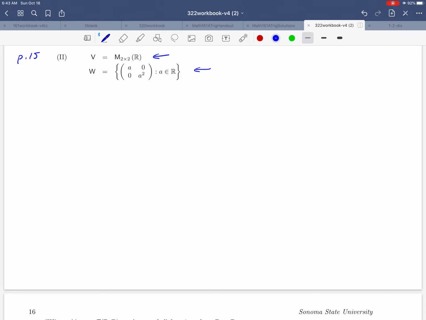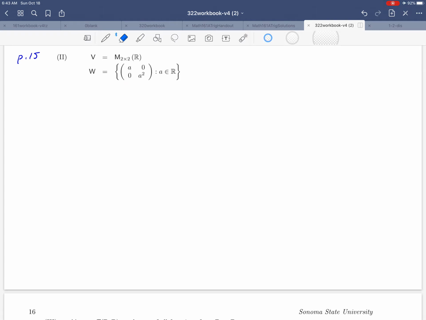So it's the set of 2 by 2 matrices that have this form. So we have to have zeros in these two positions, and then notice that the entry in the lower right-hand corner has to be the square of the entry up here. And that number A can be anything. Okay, so is this a subspace? Well, it turns out that it isn't.